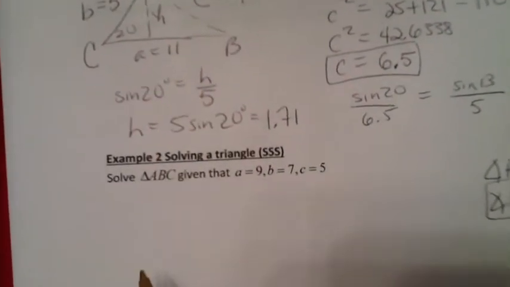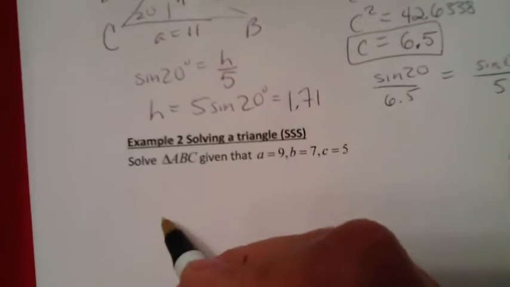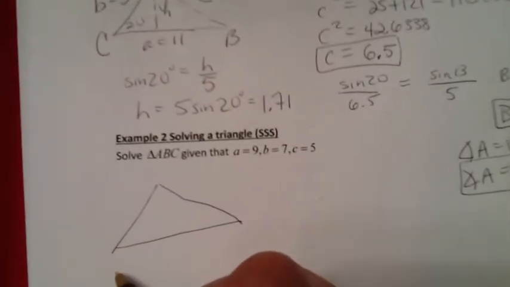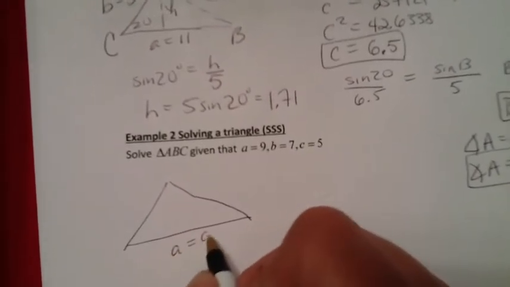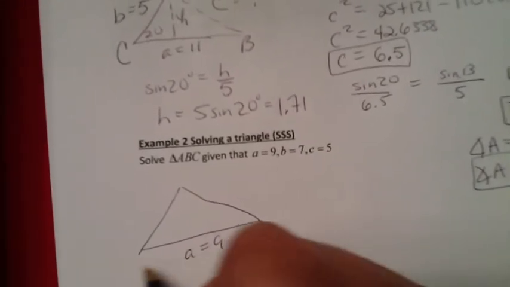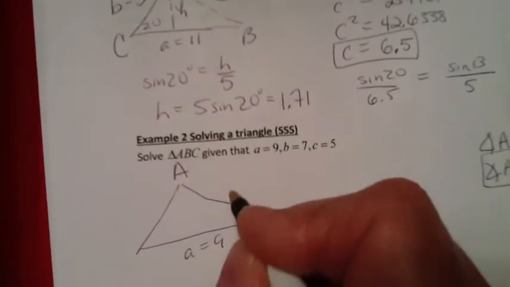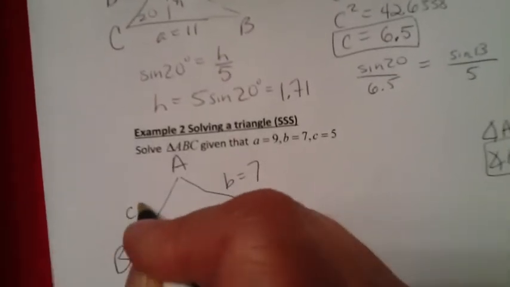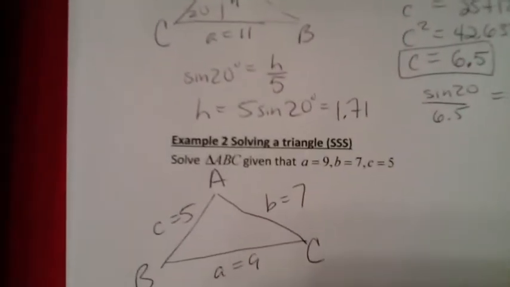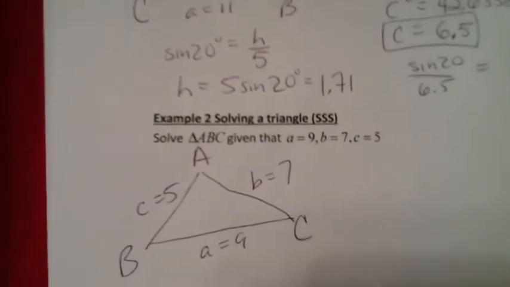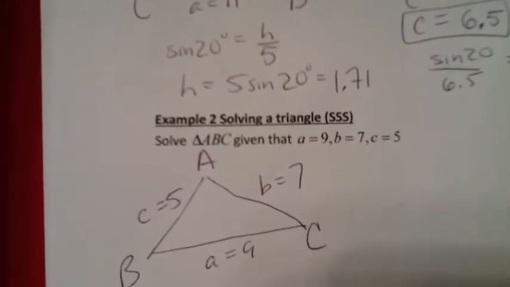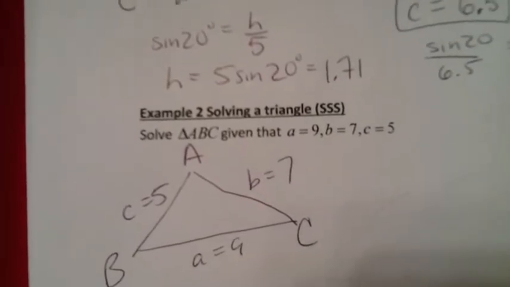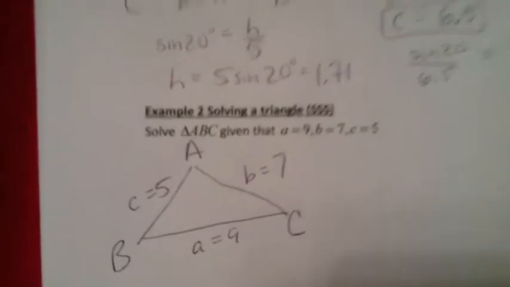I'm given A, B, and C. These are all sides. And so what I've got here is let me make this A equals 9. Let's make this B equals 7. And let's make this C equals 5. And I need to find the angles. So let's pick a side. I think we should go for the larger angle. Do you want to go for angle A because it's the opposite of the largest side?